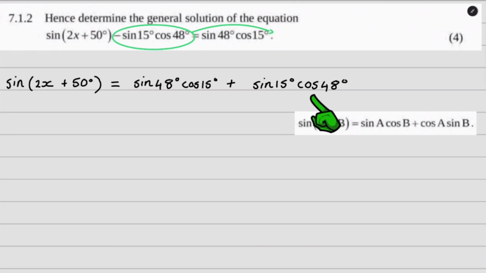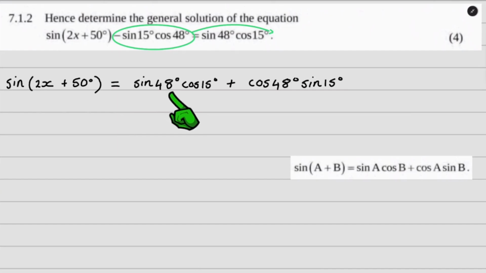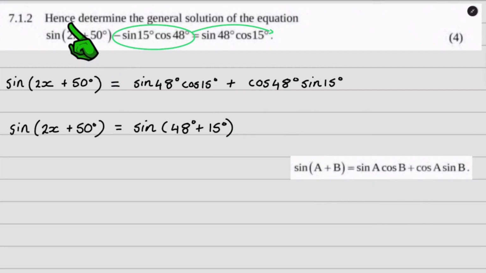And bear in mind, the order of multiplication doesn't matter. 3 times 4 is 12. 4 times 3 is 12. So I can switch these without really changing anything. It's also good practice to have the bigger angle first so that you don't get a negative angle. So now that that switch has been made, we can see it's resembling this identity. So I'm going to change this side into this side by just saying 48 plus 15. And now I successfully dealt with that word hence by using my previous answer to help me with this question.